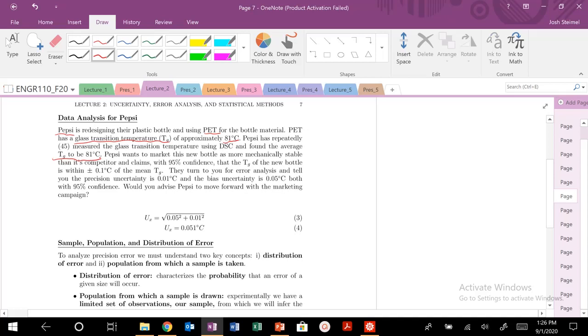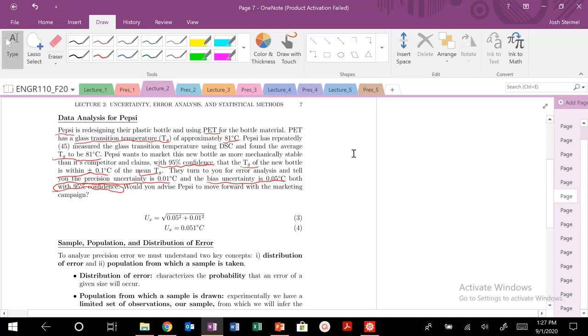Excellent. But they want to market this bottle as more mechanically stable than its competitor, and claim that with 95% confidence, T_g of the new bottle would be within plus or minus 0.1 degrees C of the mean T_g. They give you that the precision error is 0.01 and the bias uncertainty is 0.05 C. With both of these at 95% confidence, would you advise Pepsi to move forward with their marketing campaign?